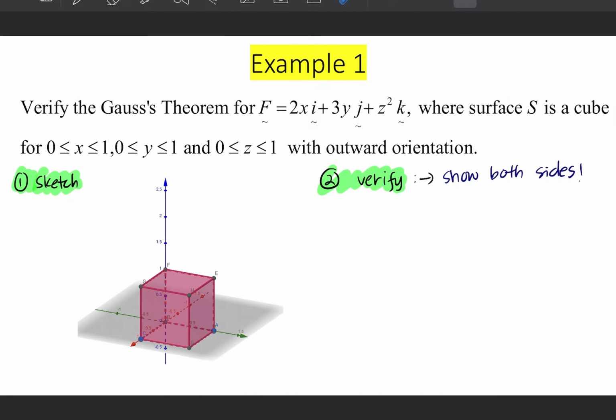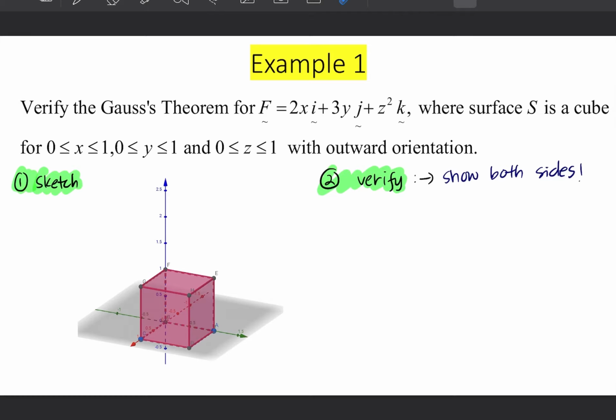Let's look at example 1. Verify the Gauss theorem for this vector F, where surface S is a cube. For this cube, the lengths for x, y, and z, from 0 to 1, are the same, with outward orientation. So the unit normal follows outward orientation. The first step is to sketch your figure or solid region. We have this cube with x from 0 to 1, y from 0 to 1, and z from 0 to 1.